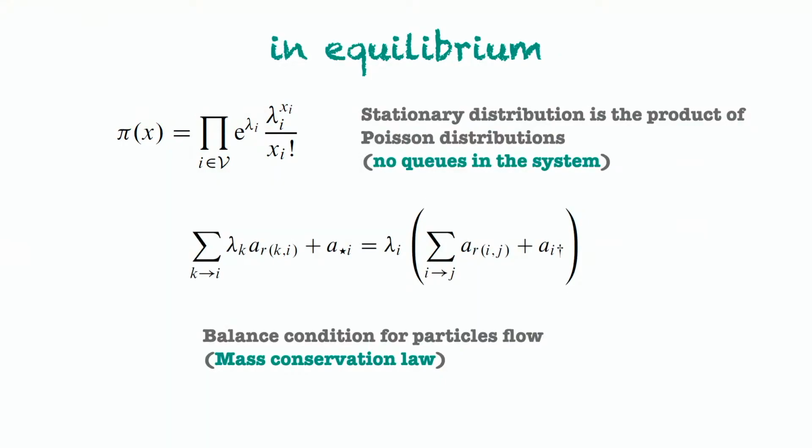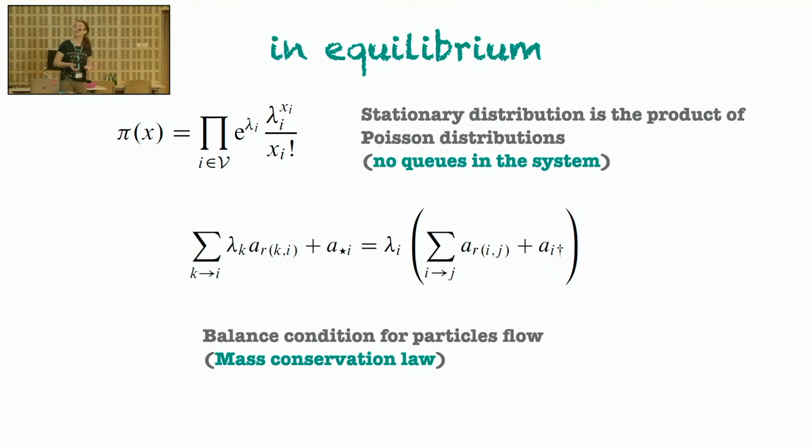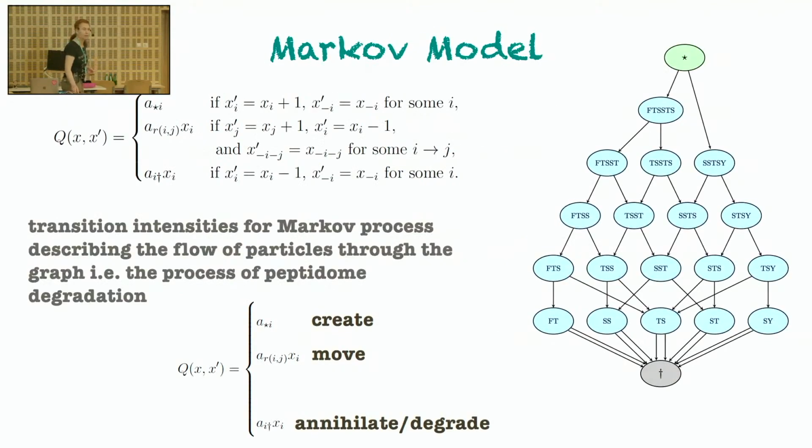One can prove that the equilibrium, the stationary distribution of this Markov chain, is in fact very simple. It's the product of Poisson distributions. And the intuition is quite nice, because the flow in the graph, these particles, they don't collide. So there is no squeeze in the graph. If you consider a given node and you ask how many particles are in this node, it's more or less the same as finding the appropriate path to this node. And all these paths are independent.